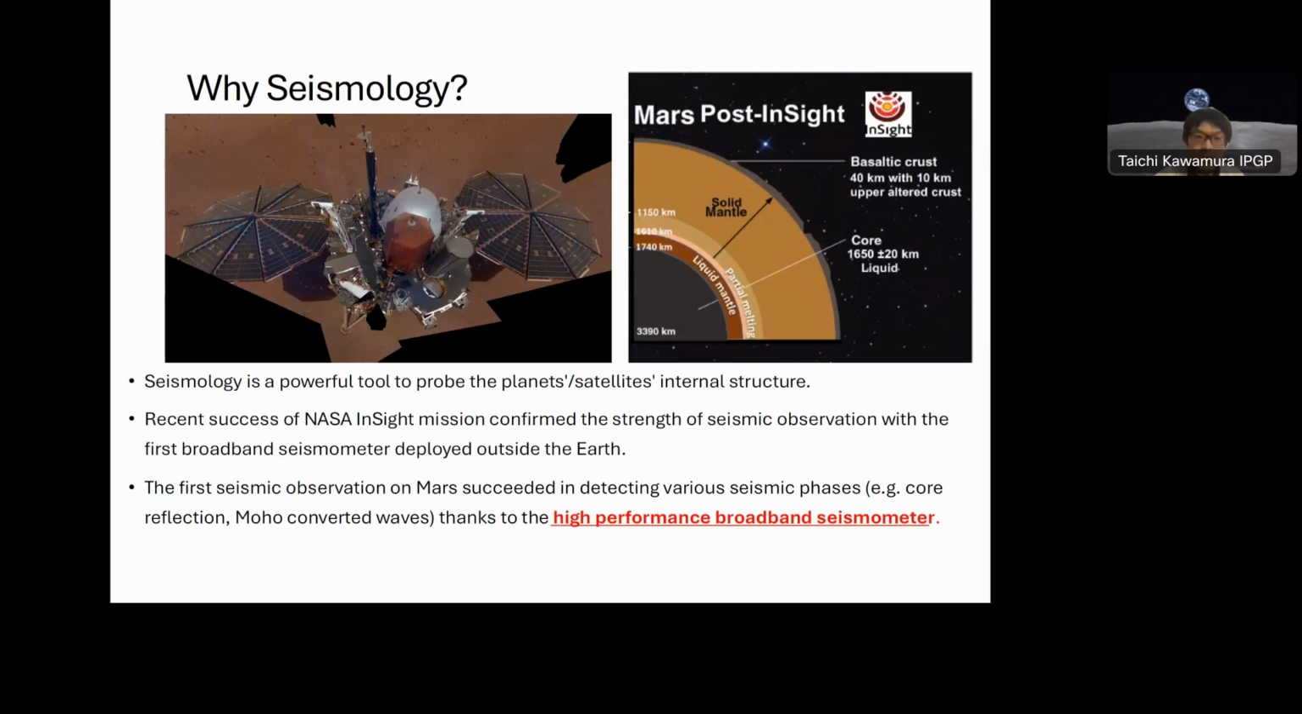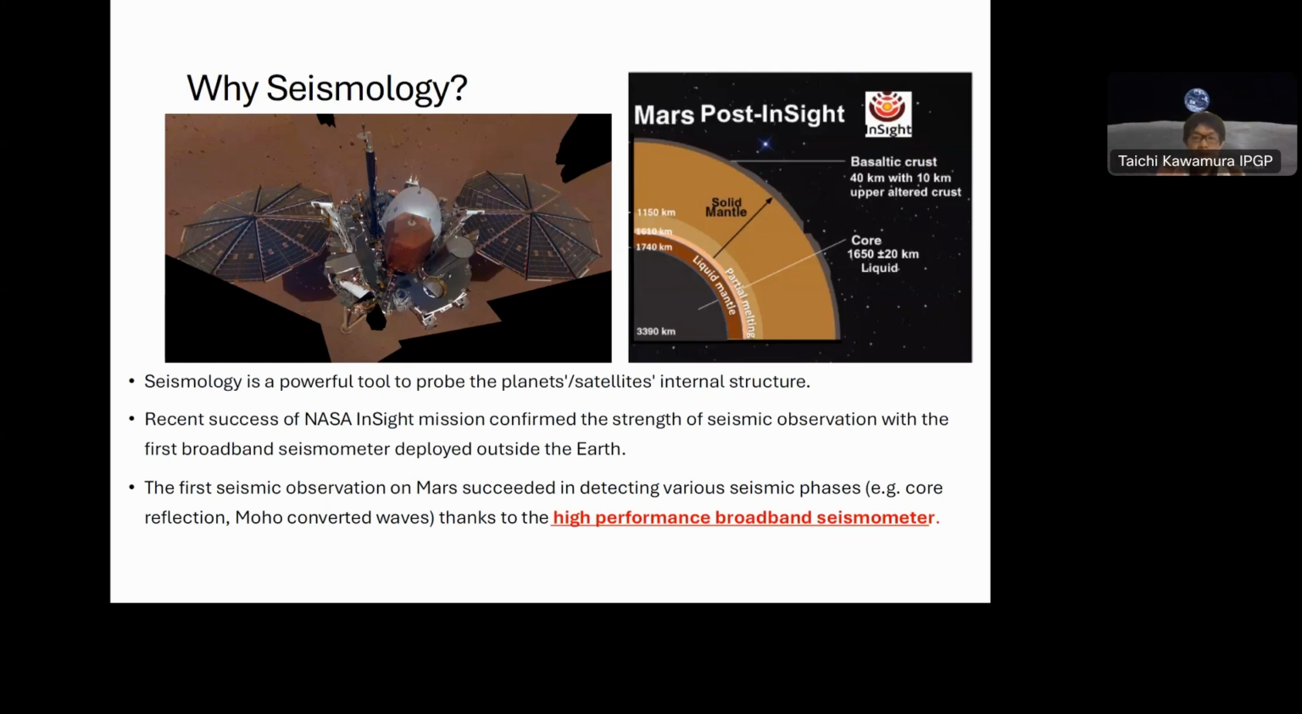One of the great examples we have right now is the NASA InSight mission, which landed on Mars and carried out 4 years of seismic observation on Mars. This mission was equipped, for the first time, with a broadband seismometer, which enables us to observe long period seismic signals. And we were able to define a so-called textbook image of Mars' internal structure, as you see on the right figure.